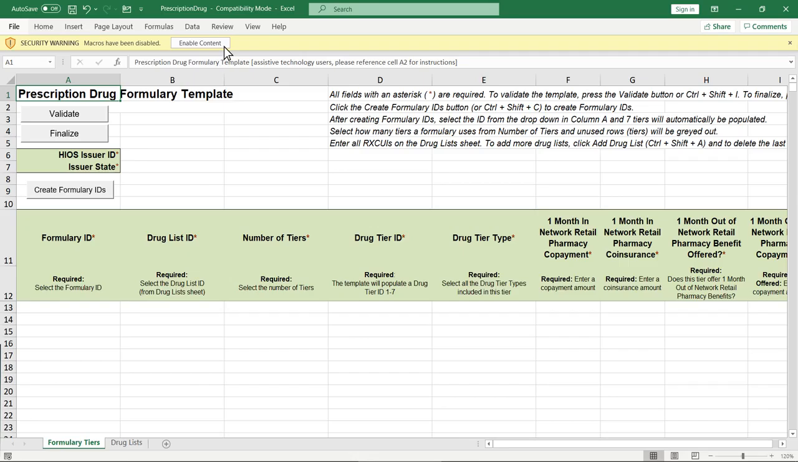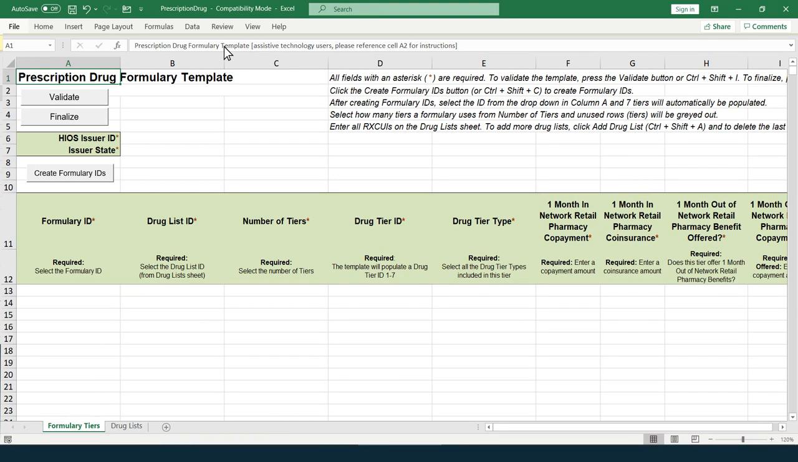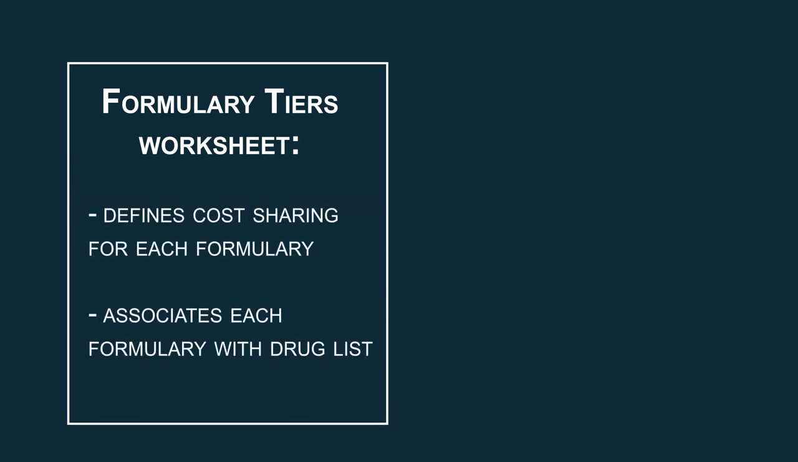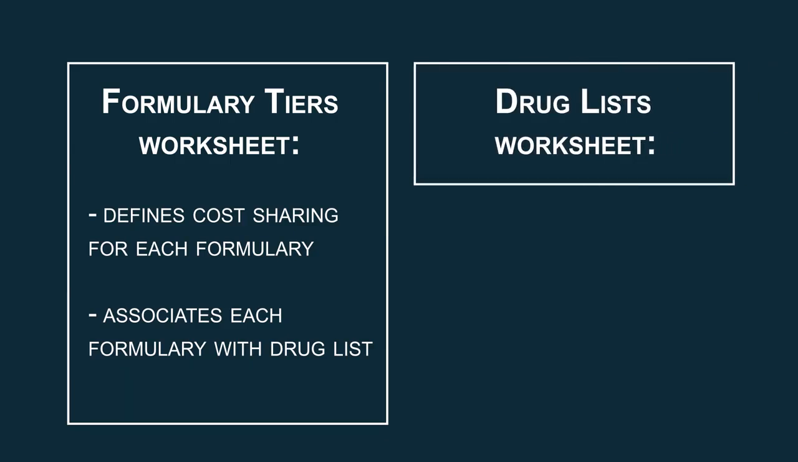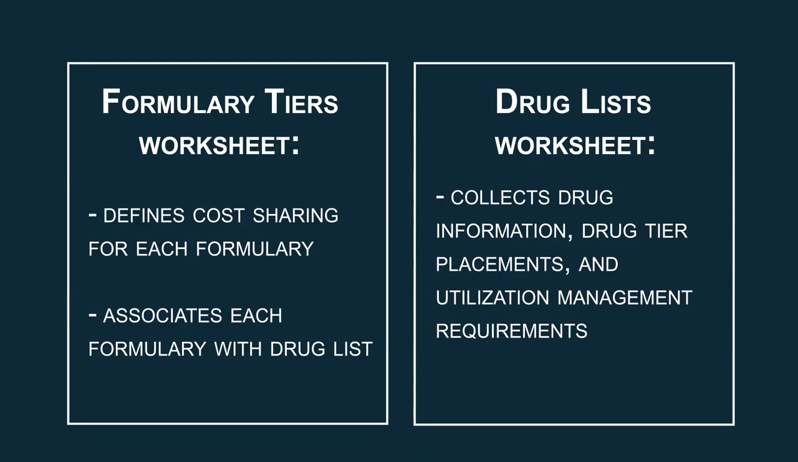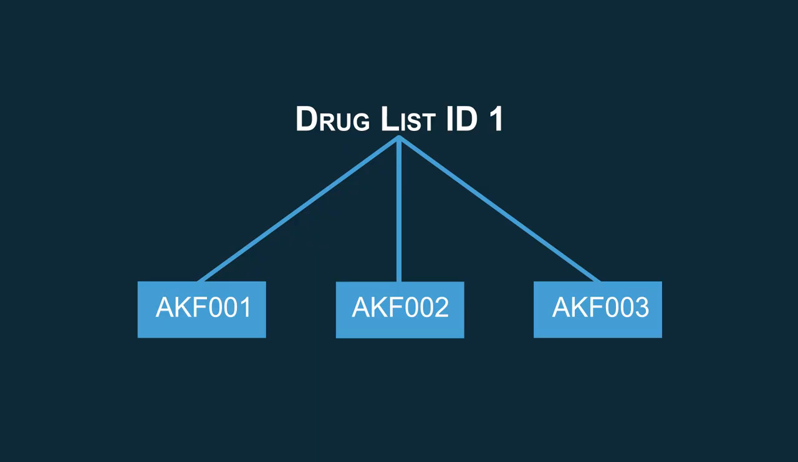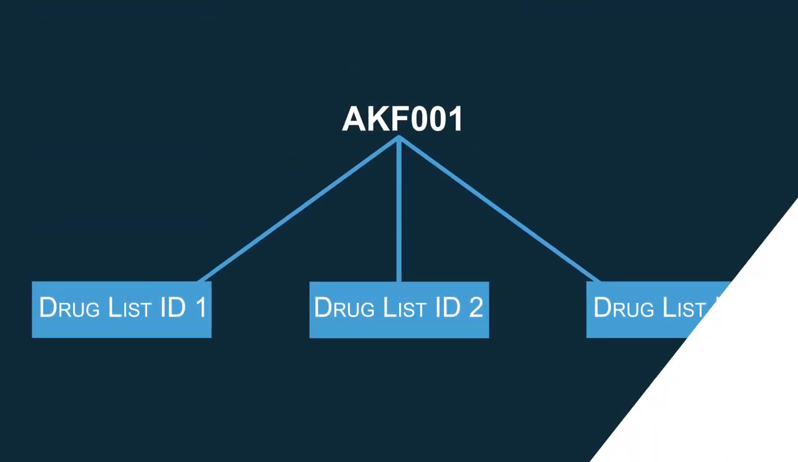Once you're ready to complete the prescription drug template, download the template from the Application Resources section, open the template, and enable macros. There are two worksheets within the prescription drug template. The Formulary Tiers worksheet allows you to define the cost sharing for each formulary and associate each formulary with a drug list. The Drug Lists worksheet collects specific drug information, including drug tier placement and utilization management requirements. A drug list can be linked to more than one formulary, but a formulary cannot be linked to more than one drug list.